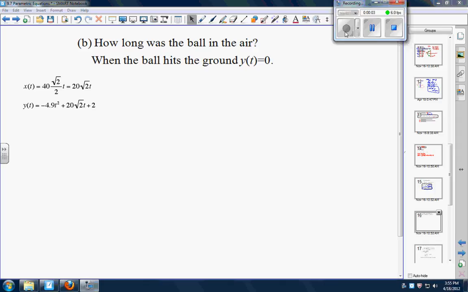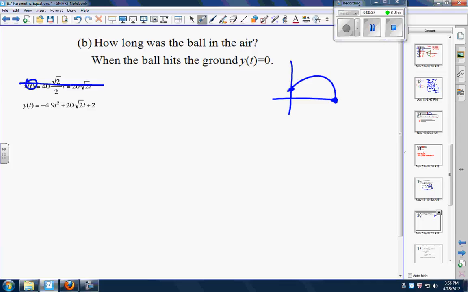So once you have equations, you're basically going to be asked the same kind of things you were doing with parabolas. So how long was the ball in the air? This guy started at 2 meters, came up, and came all the way down. So we're trying to find this down here, or basically when does t equal 0? If you set the x equal to 0, you get 0 equals 20 square root of 2 t, so t has to also be 0. That doesn't work very well for you.